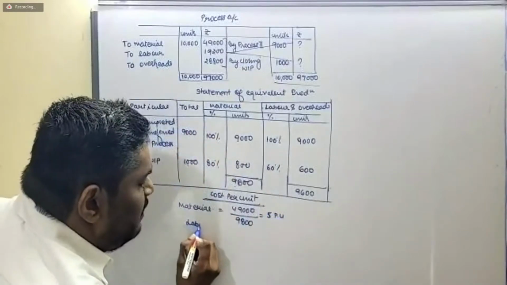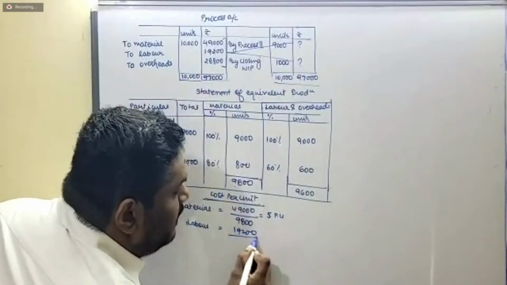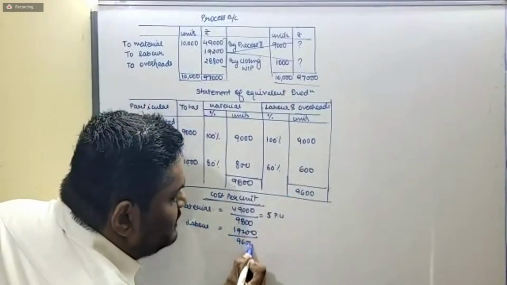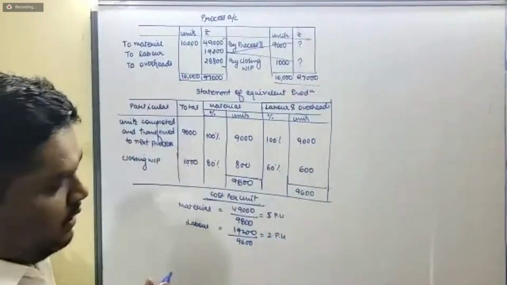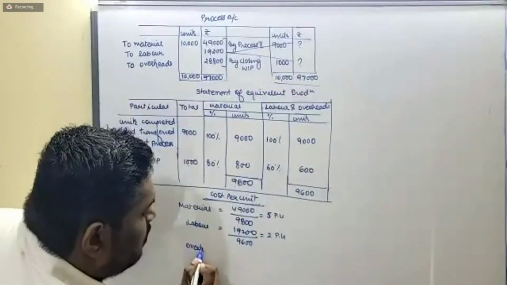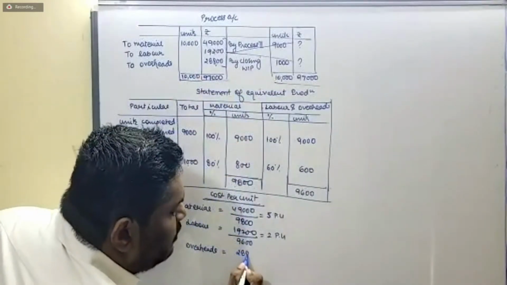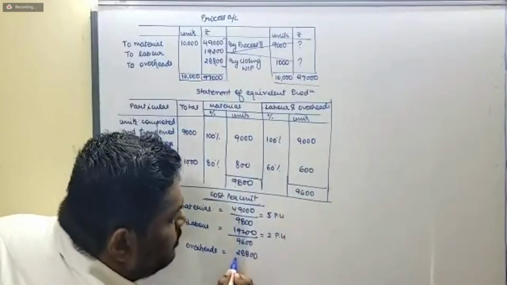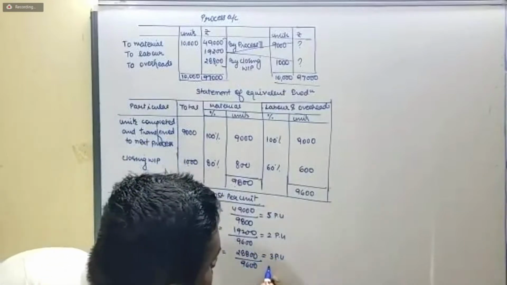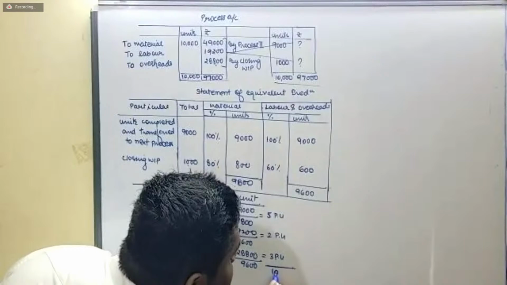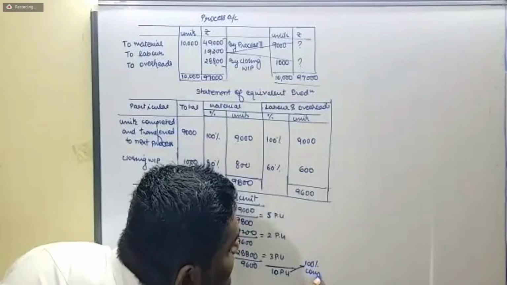In case of labor, how much is the cost? 19,200. How much is the equivalent number of units? 9,600. So the cost will be how much? Rupees 2 per unit. In case of overheads also, the cost is how much? 28,800. The equivalent number of units are how much? 9,600. So how much will be the cost per unit? Rupees 3 per unit. So how much will be the total cost? 10 per unit of the units that are 100% complete.